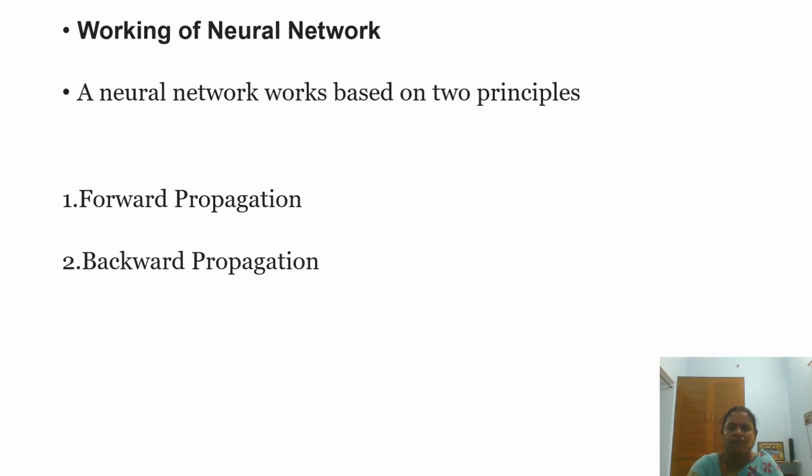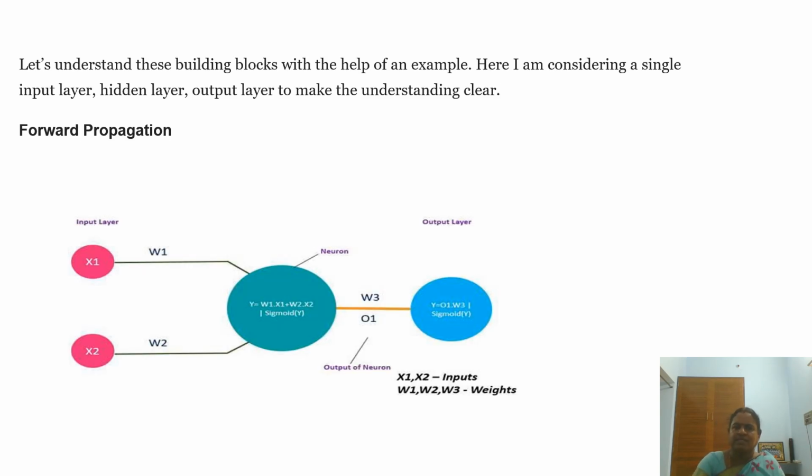So now we move on to the working of a neural network. A neural network works based on two principles, that is forward propagation and backward propagation. Let us understand these building blocks with the help of an example. Consider a single input layer, a hidden layer and an output layer to make the understanding a little bit clearer. In this we have an input layer where x1 and x2 are the inputs, w1, w2 and w3 are the weights used by the hidden layer, and the output layer is shown here.